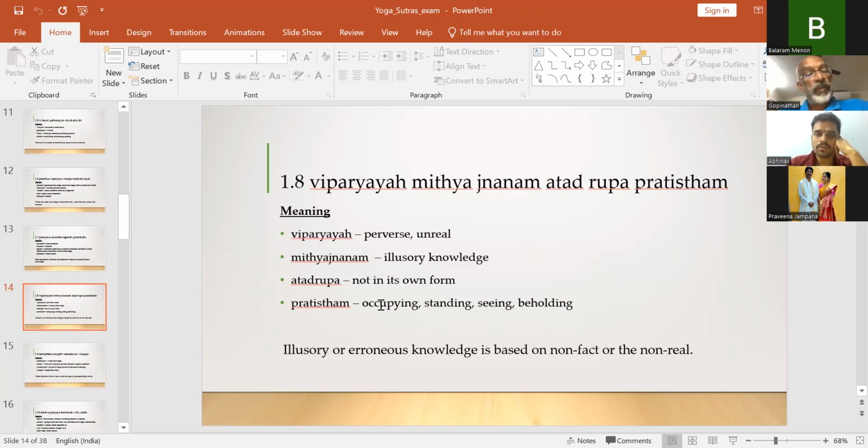Viparyayo mithyagnanam atadupa pratistam. Viparyaya means unreal. Mithyagnana means illusion, which is not established in its own form. See, when we go in the darkness, we feel something touch our feet and we think it is a snake. But it is a rope. That is mithyagnanam, illusory knowledge. If you switch on the torch and see, it will be a rope. Thinking a rope as a snake and a snake as a rope, this is mithyagnanam.